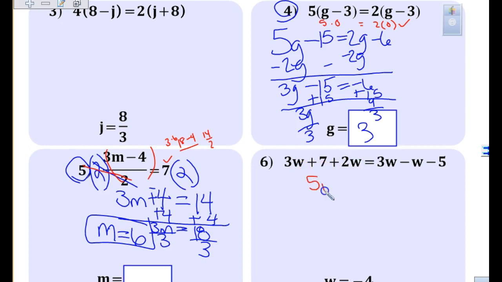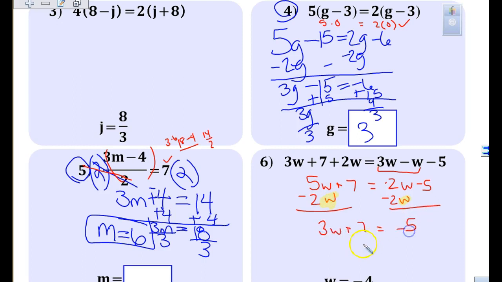We're going to have 5w plus 7 equals, how many w's on this side? 2. 2w minus 5. Again, we're going to subtract 2w. What I'm noticing on a lot of your papers is you don't like to put a w here. You like to just put minus 2. I will start marking that wrong, especially on a quiz if you're doing that. You have to keep the variable with it. So we have 3w plus 7 equals negative 5.